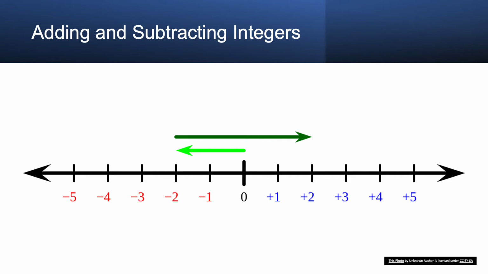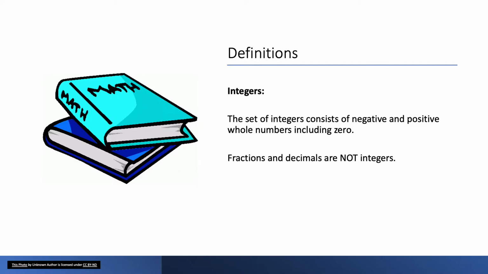Adding and subtracting integers. The set of integers consists of negative and positive whole numbers, including 0. Fractions and decimals are not integers.